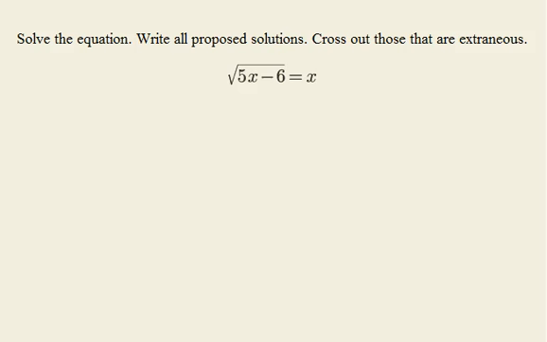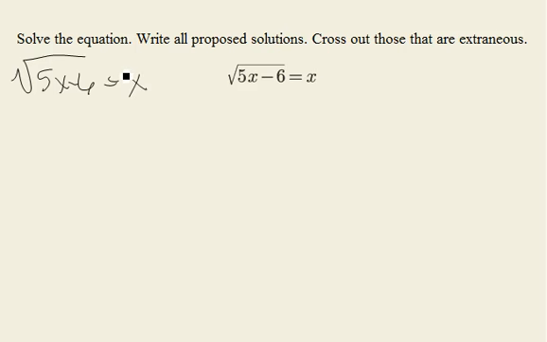Solve the equation. Write all proposed solutions. Cross out those that are extraneous. Square root of 5x minus 6 equals x. So we have the square root of 5x minus 6 equals x.